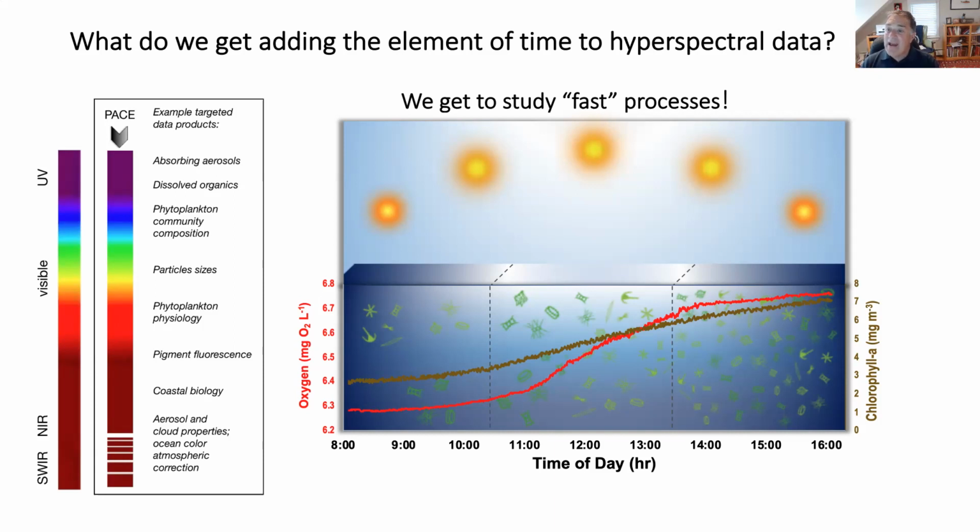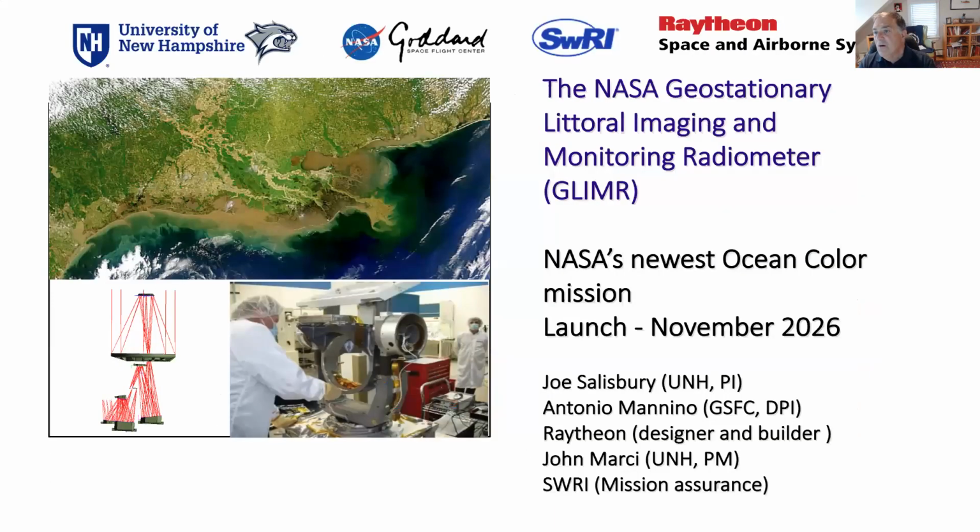Okay, so by adding the element of time to hyperspectral data, we can also check trajectories. We can also see where things develop, where they're moving to, where they decay away. We can follow oil spills and HABs and whatnot. So it's an exciting development. And so I'm going to end here with a few minutes on the NASA Geostationary Littoral Imaging and Monitoring Radiometer, GLIMR. And it's NASA's newest ocean color mission, and we intend to launch in November of 2026.